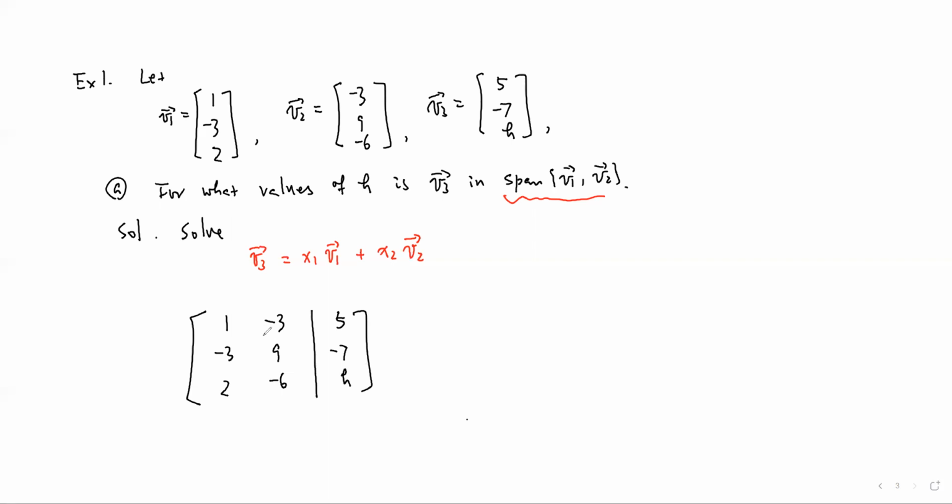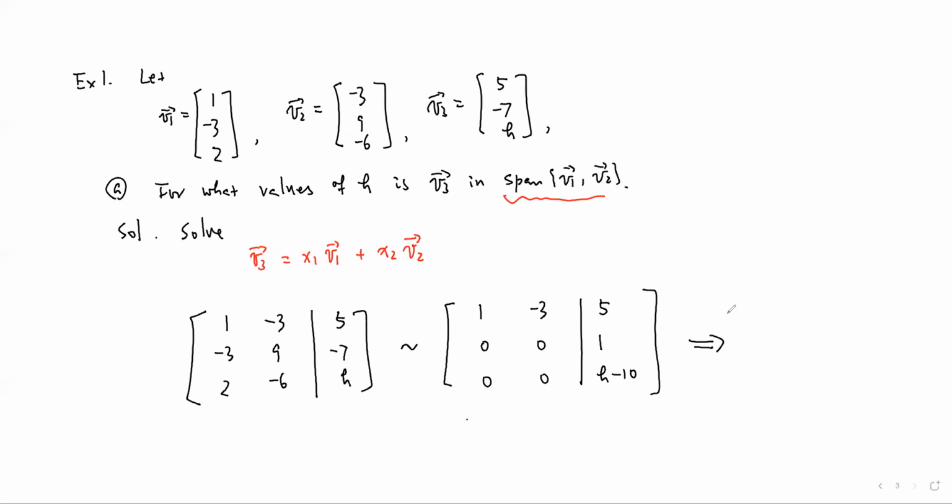Okay, reduce the augmented matrix to echelon form. Then I got 1, -3, 5, 0, 0, 1, and then 0, 0, h minus 10. After I perform some operations, I get this matrix. This matrix is not in echelon form yet. Okay, now one more step.